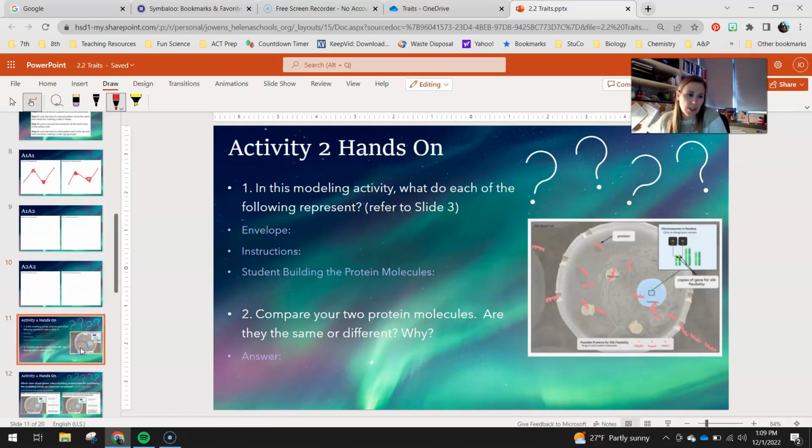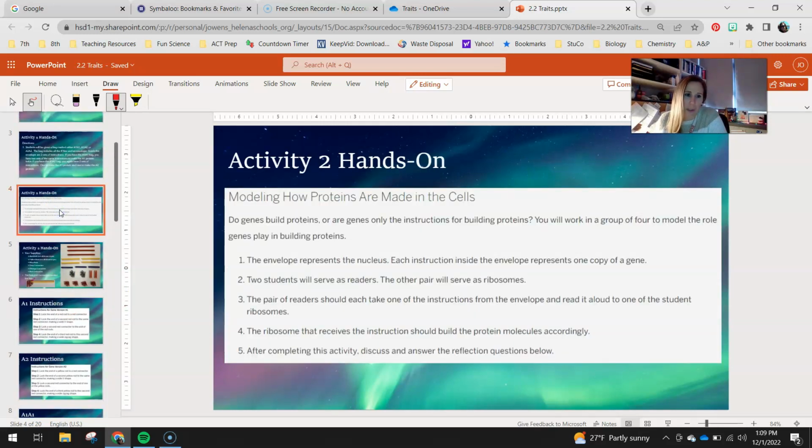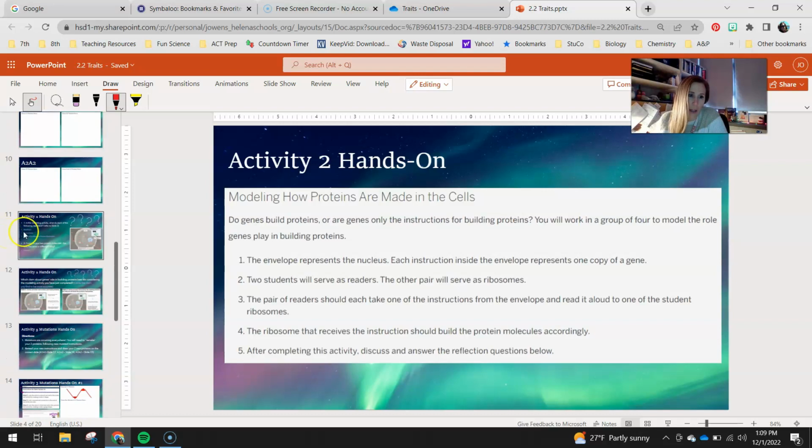All right, some questions to wrap up our first little hands-on experiment. Okay, in this modeling activity, what do each of the following represent? The envelope, the instructions, or the student building the molecule? So if you guys need a refresher on that, go back up to slide 4 and read through your instructions. It'll kind of remind you guys what each of these parts of the simulation did for you.